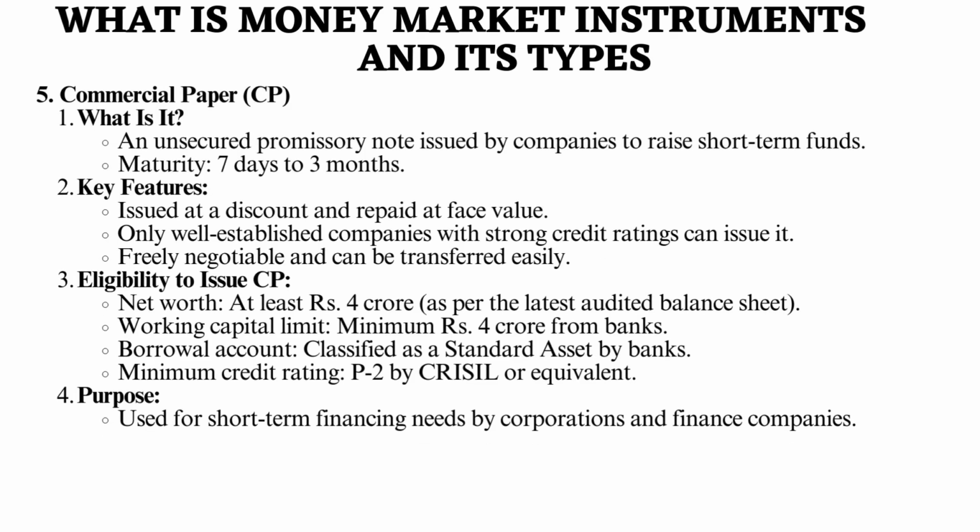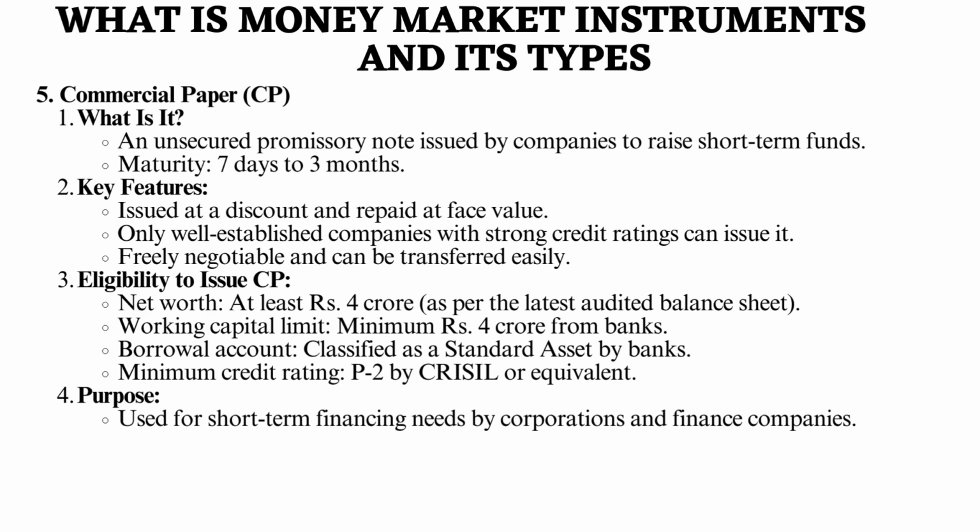Fifth is commercial paper, CP, an unsecured promissory note issued by companies to raise short-term funds. Maturity: 7 days to 3 months. Key features: issued at a discount and repaid at face value. Only well-established companies with strong credit ratings can issue it. Freely negotiable and can be transferred easily.